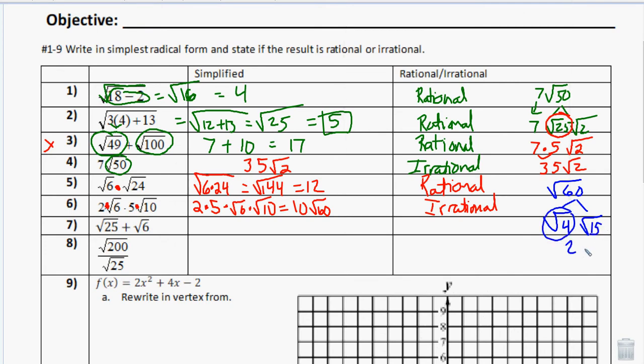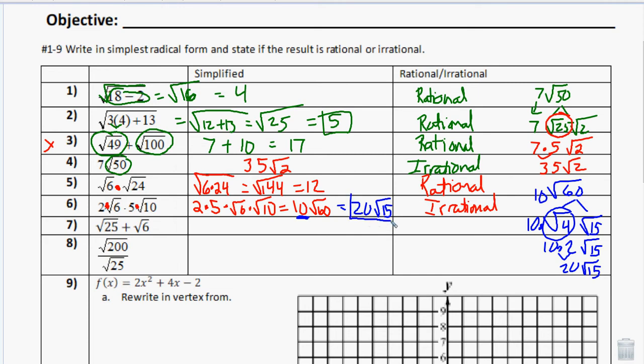So this is 2 rad 15. Don't forget I had this 10 in front of this rad 60. Therefore, this is 20 rad 15. Final answer.